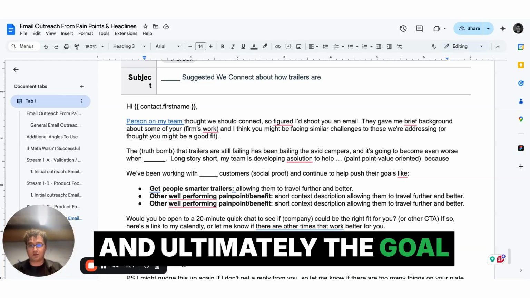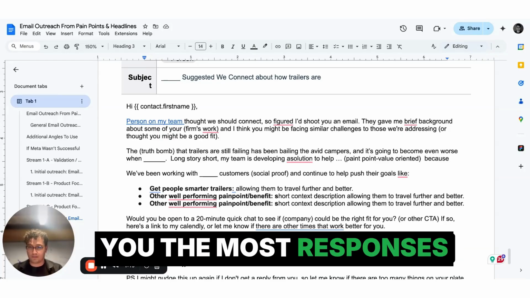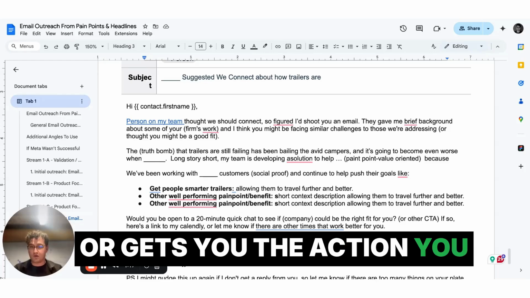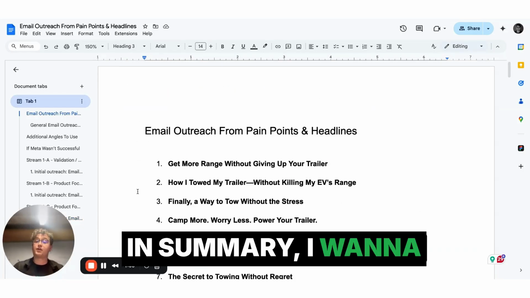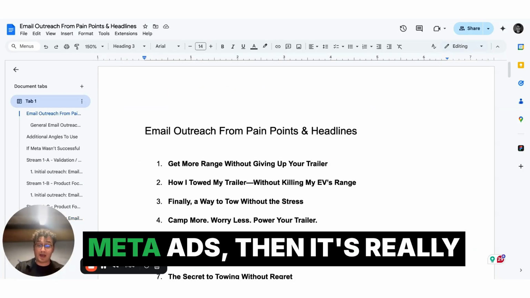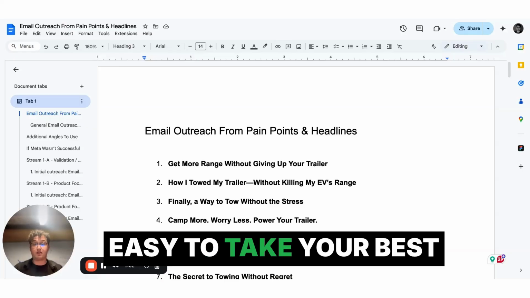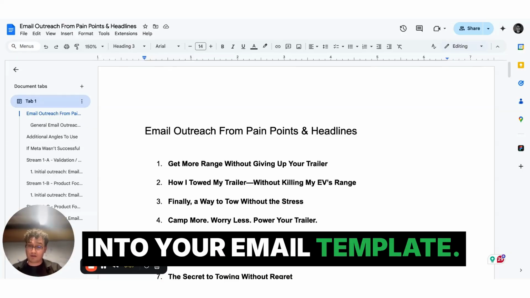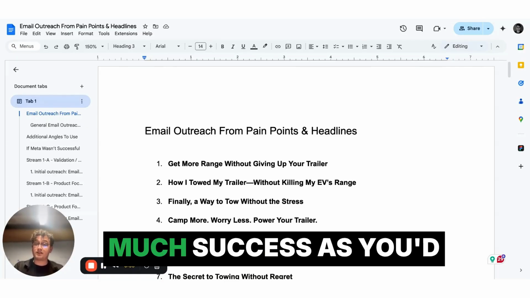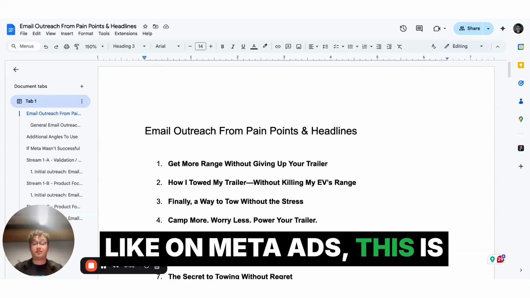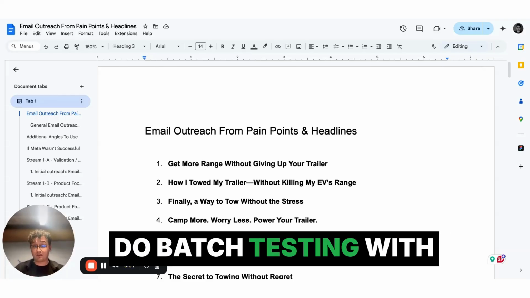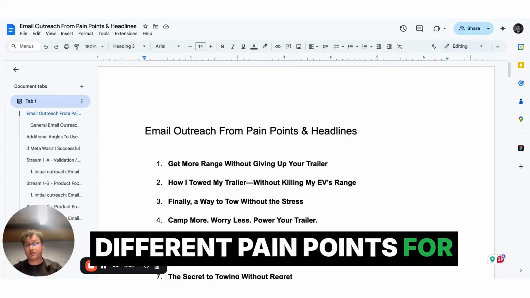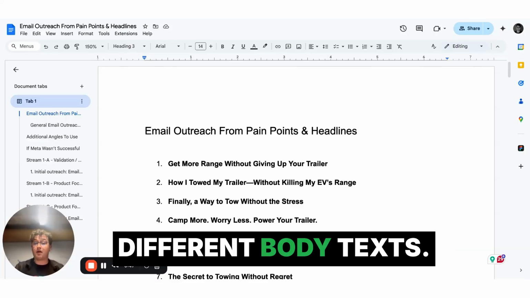And ultimately, the goal is to see which emails get you the most responses or gets you the action you want to see on site the most. In summary, I want to draw this back up. If you had success with meta ads, then it's really easy to take your best performing pain points, build them into your subject lines, build them into your email template. If you didn't have as much success as you'd like on meta ads, this is a great opportunity to do batch testing with different pain points for different headlines and different body texts.